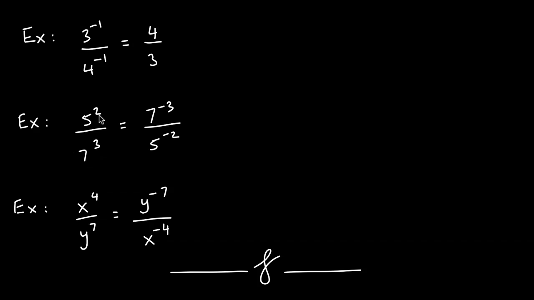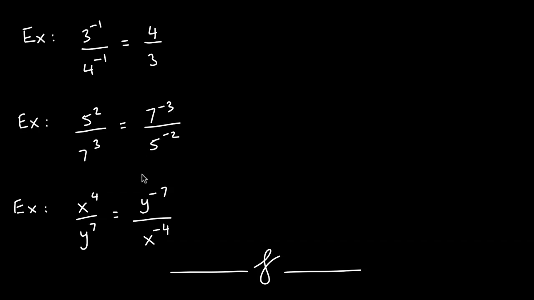A couple other variations. If the question requires you to give your answer in negative exponents, well, if you have 5 squared over 7 cubed, or 5 to the second power over 7 to the third power, and the question says, rewrite your answer with only negative exponents, all the terms that have a positive exponent need to move to the other side. So the 5 squared is on top, so if I move it to the bottom, it becomes 5 to the negative 2. Again, whenever you move a term from top to bottom or bottom to top, the sign on the power changes. So the 7 to the positive 3 turns into 7 to the negative 3 when it goes to the top.